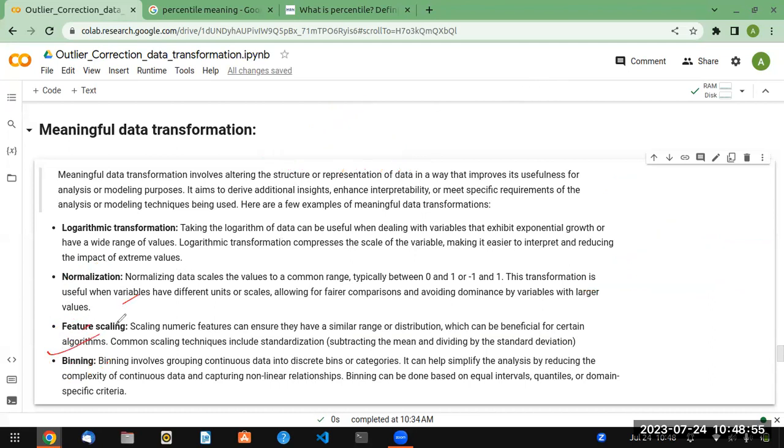And also the hexagonal graph. There is another graph, I forgot the name, where we also use the binning concept.